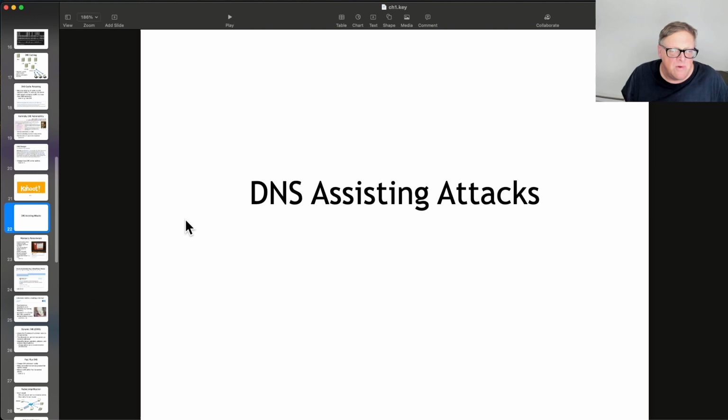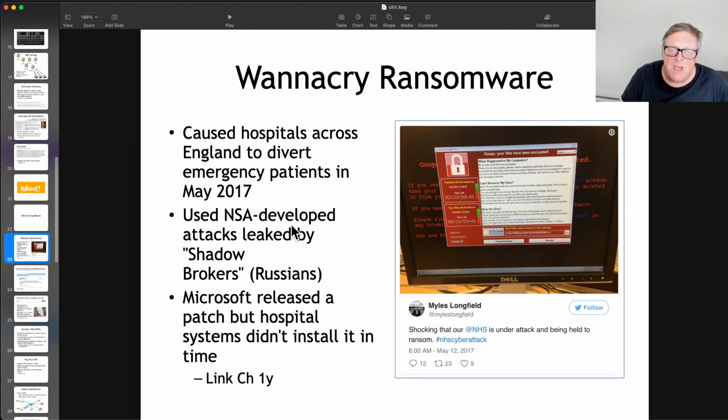All right. So let's talk about attacks involving DNS. Now, one is when DNS assists attacks. The WannaCry ransomware would infect machines, pop up a box, and make them stop working, and it caused hospitals across England to shut down and have to divert patients, probably costing some lives. This was because of attacks developed by the NSA, which they then lost control of and leaked and let the Russians steal them, and the Russians sent it off to develop this malware and spread it around the world. It was a great embarrassment for the NSA.